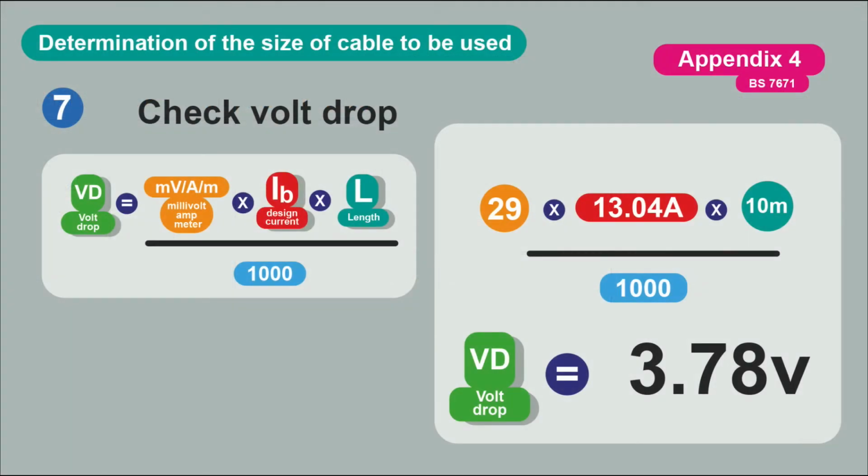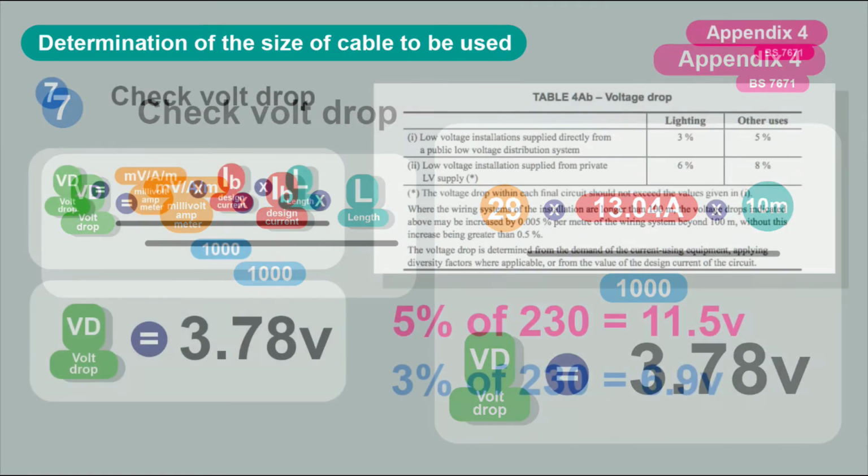So it's 29 millivolts per amp per meter. So it's some simple math. 29 times 13.04 times 10 divided by 1000 gives us our volt drop of 3.78 volts. Now, is that value acceptable?